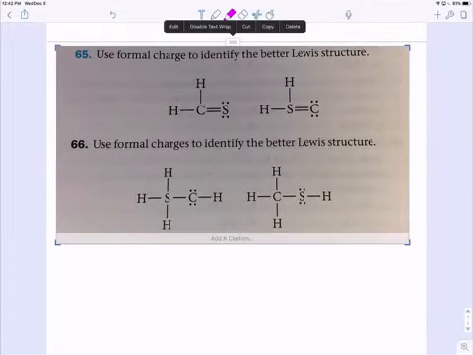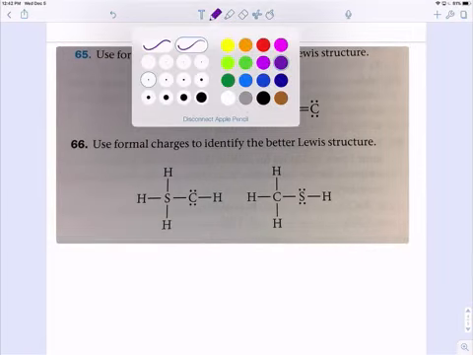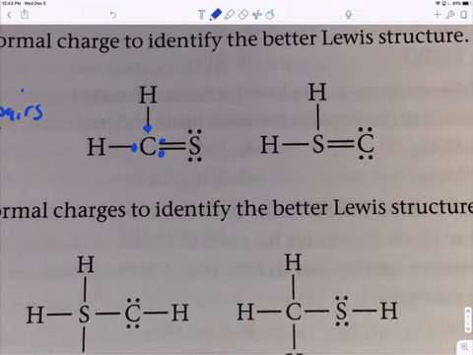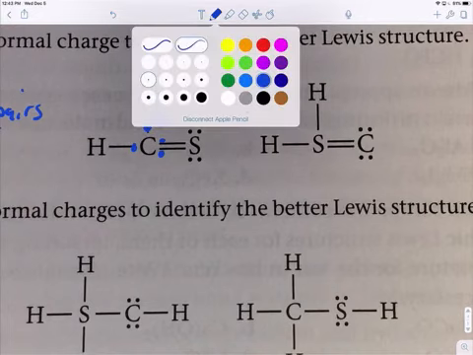Use formal charge to identify the better Lewis structure. With the formal charge, you get half of the bonding electrons and all of the lone pairs. So for carbon here, the carbon gets one electron from each of the bonds. So I'm going to zoom in. It gets one electron from each of the bonds. Carbon starts with 4. It has 4. It has a formal charge of 0.